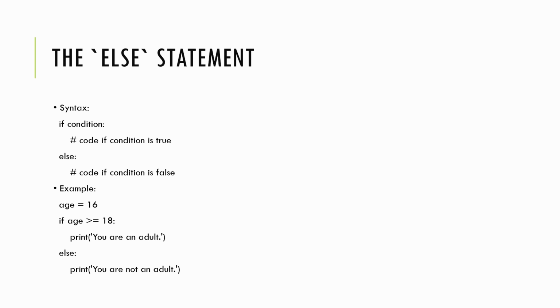The else statement. Next, we have the else statement. This is paired with an if statement and is used to define what should happen if the if condition is false. In the example here, if the person's age is not 18 or older, the program will print that they are not an adult.